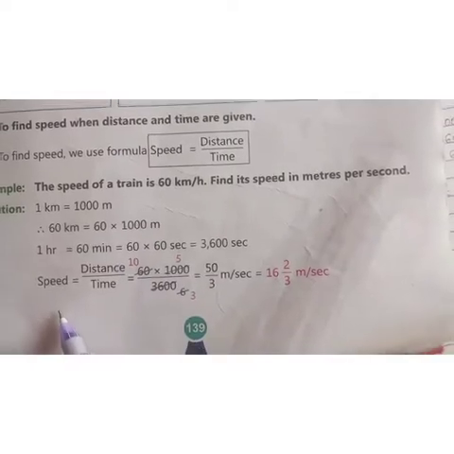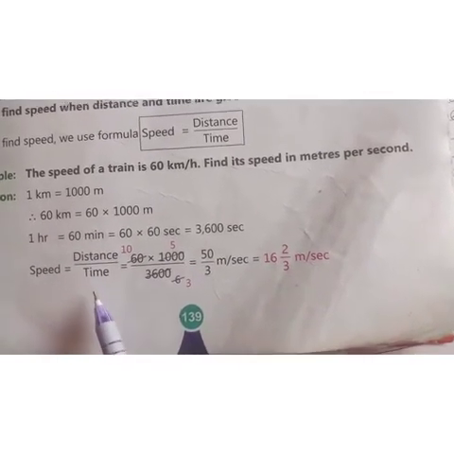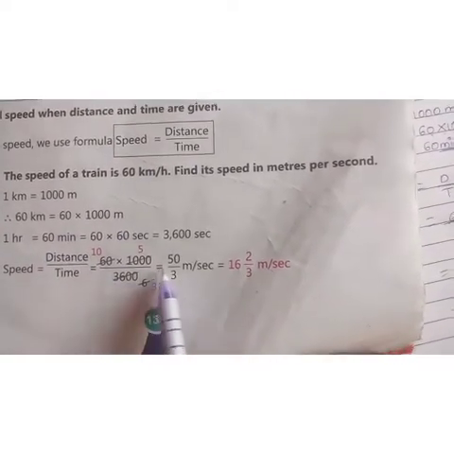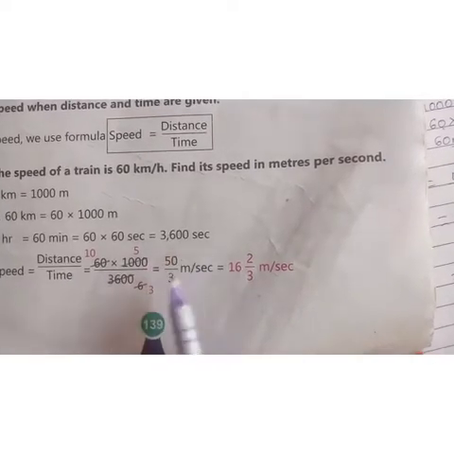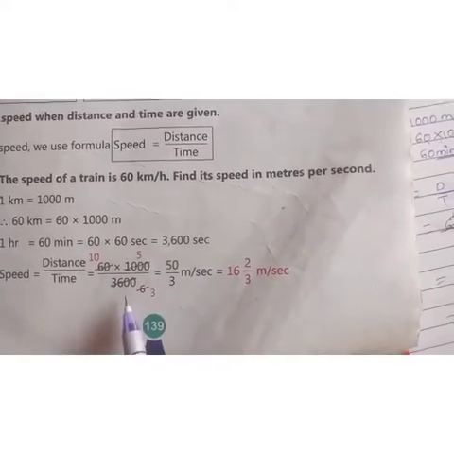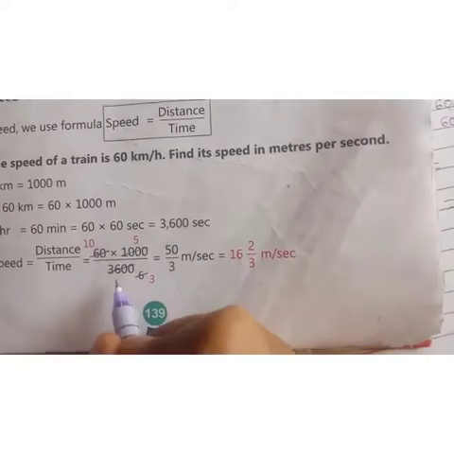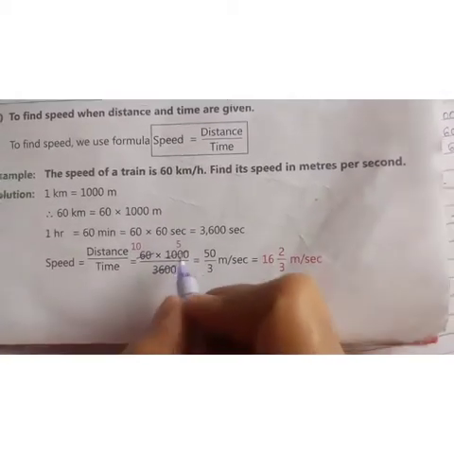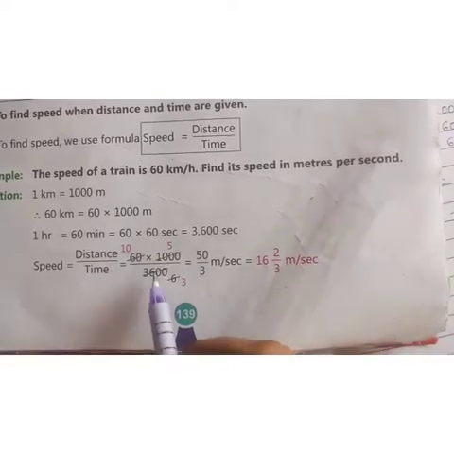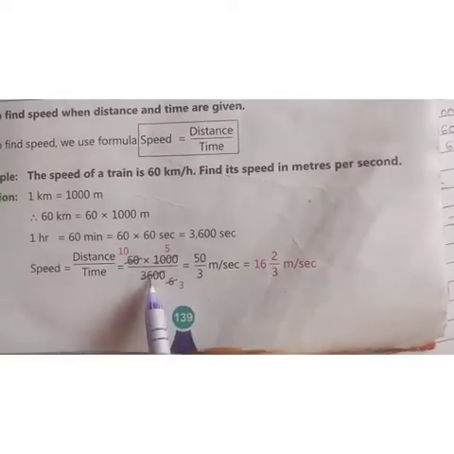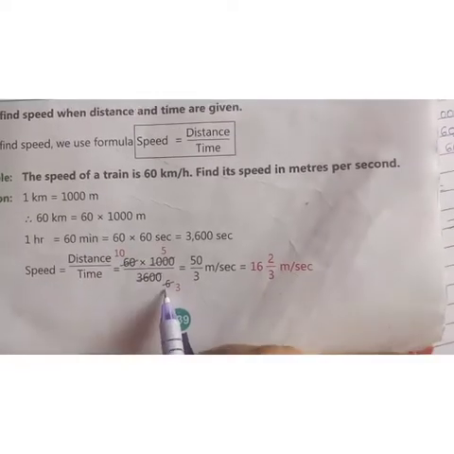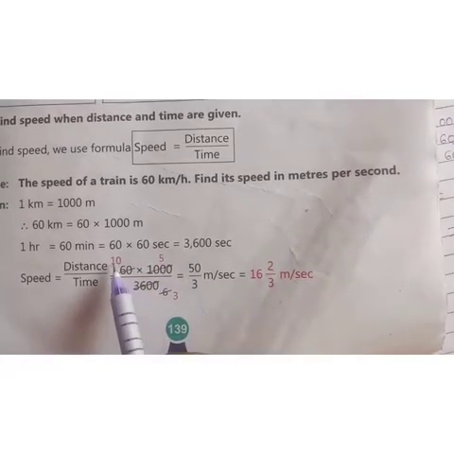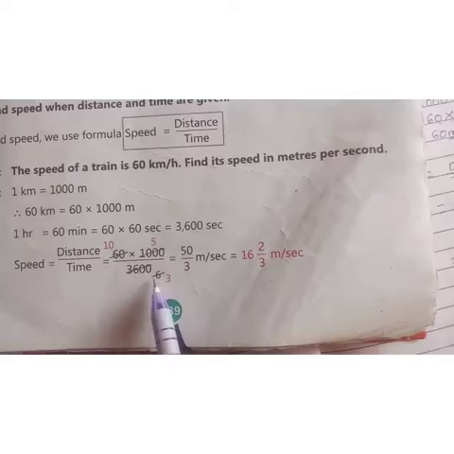Now apply the formula for speed, that is distance traveled upon time taken. So the distance is 60 into 1000 divided by the time, 3600 seconds. Now start dividing. 6 sixes are 36 and 6 tens are 60. Two zeros are already getting cancelled, so here it remains 36. So 6 sixes are 36 and 6 tens are 60. 6 is remaining. 2 threes are 6 and 2 fives are 10. So what is remaining? 10 into 5, that is 50 divided by 3.